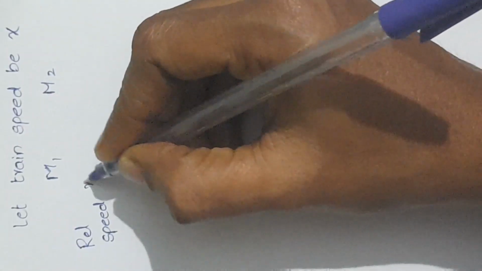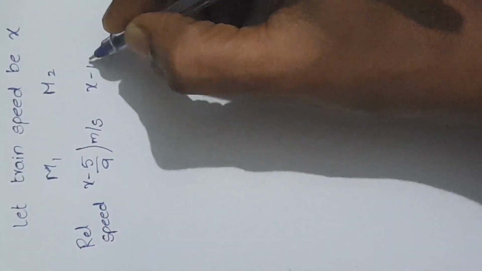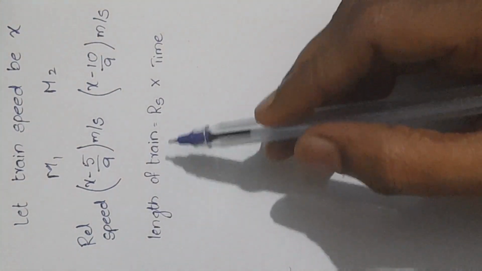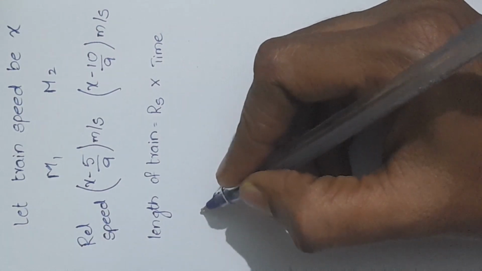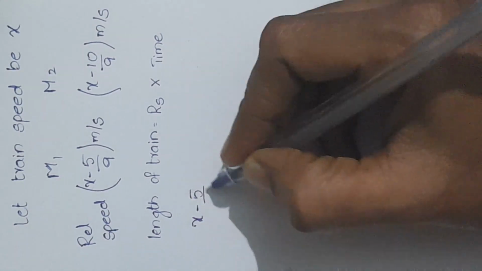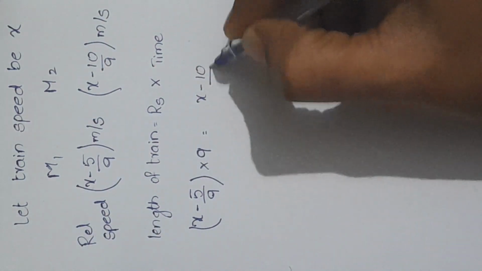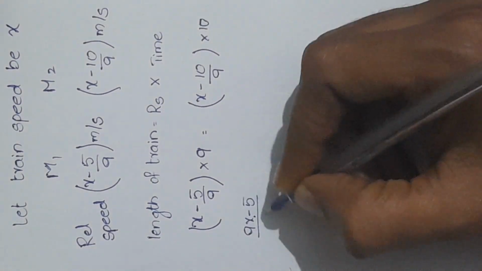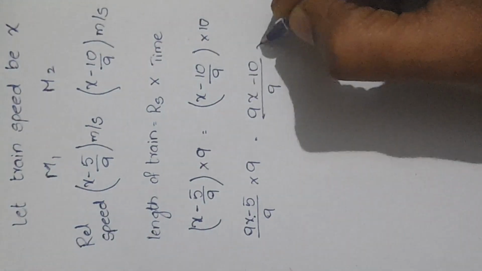Let the train speed be x. Now the relative speed related to man 1 is x minus 5 by 9 meters per second and related to the second person, that is x minus 10 by 9 meters per second. Now the length of the train is relative speed into time taken to pass the man. Here the length of the train is the same in both the cases. So relative speed x minus 5 by 9 into time taken in the first case, which is 9, and x minus 10 by 9 into time taken in the second case, which is 10 seconds. So (x minus 5 by 9) into 9 is equal to (x minus 10 by 9) into 10.